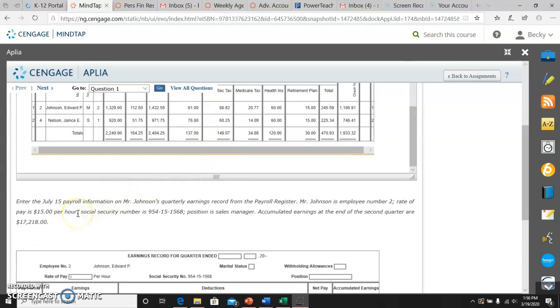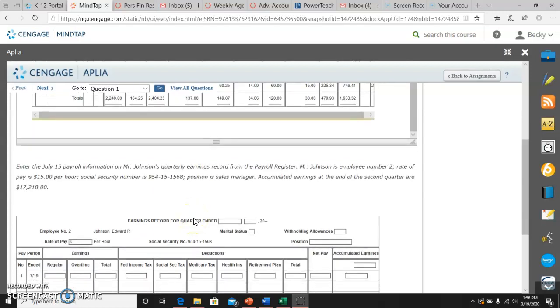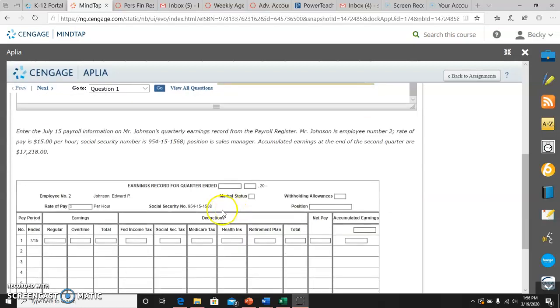And it says to enter the July 15th payroll information on Mr. Johnson's quarterly earnings record from the payroll register. Mr. Johnson is employee number 2. Rate of pay is $15 per hour. Social Security number is blah. Position is a sales manager. Accumulated earnings at the end of the second quarter are $17,218. So let's fill in that information where we need to.